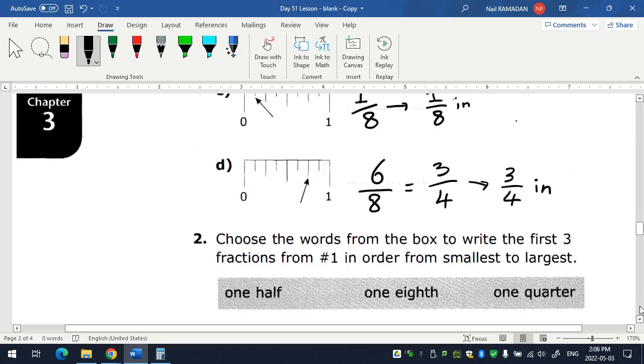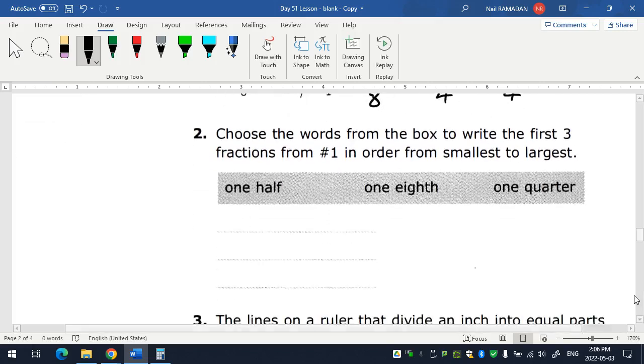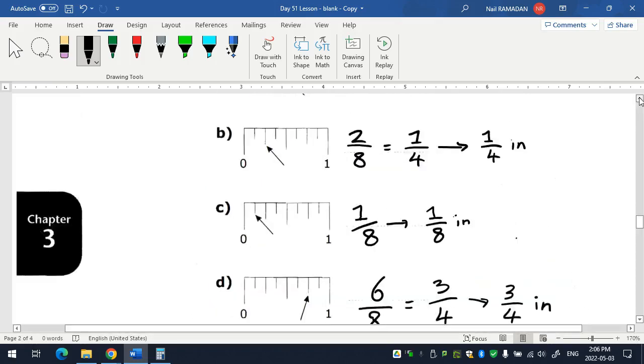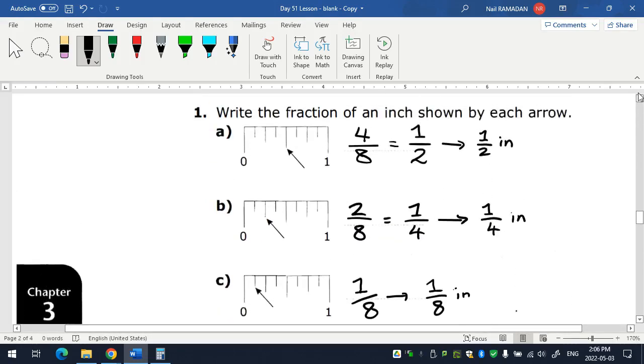Okay. Choose the words from the box. This is what we call a word bank. Choose the words from the box to write the first 3 fractions from number 1 in order from smallest to largest. Is there a solution space here? Oh, okay. So everyone, the first 3. Which one is the smallest distance of all of it?